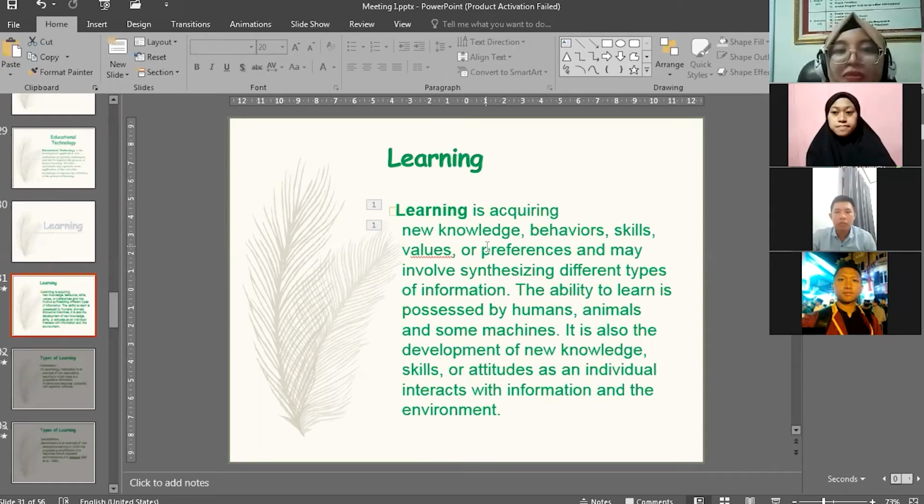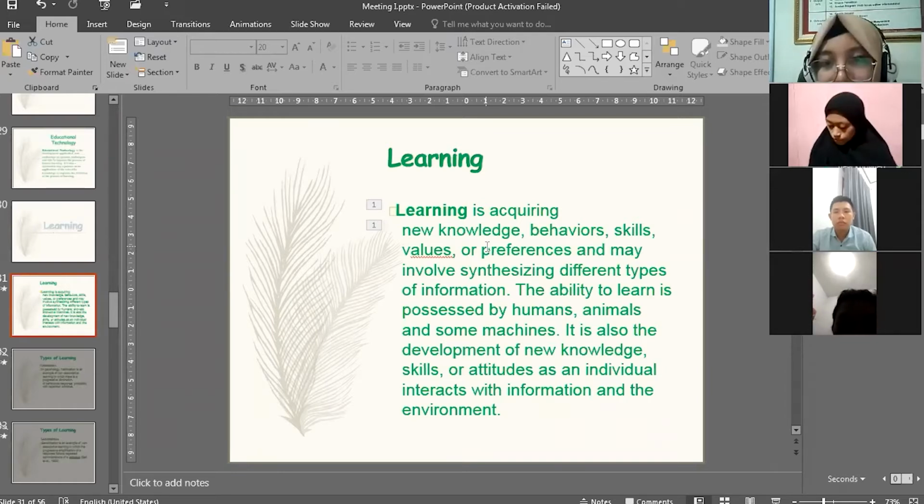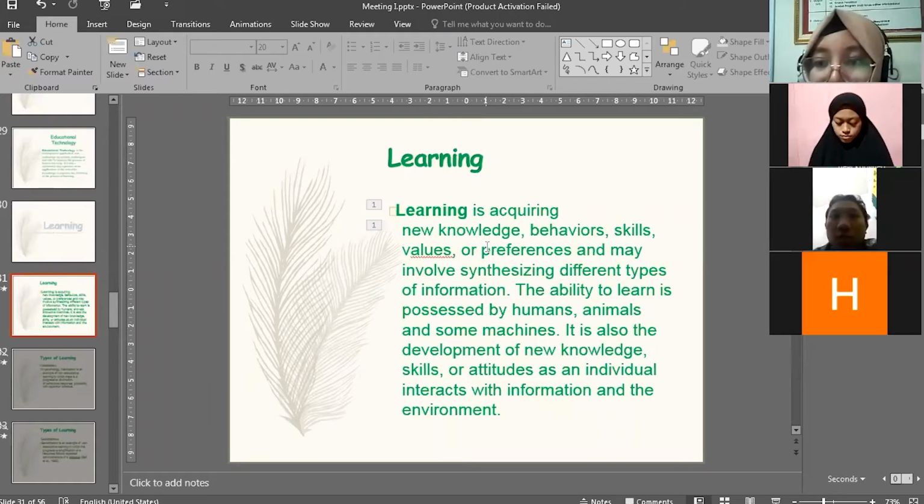Yeah, so learning here can mean acquiring new knowledge, and can make behavior changes and skills. For example, from not knowing the difference yet between media, technology, and learning, after you come to my class, you learn, you improve your skill. Okay? Can you differentiate between these three terms?